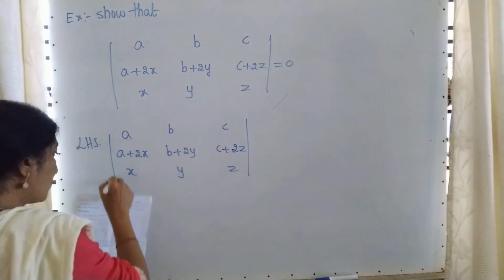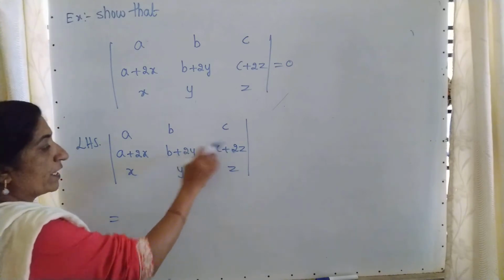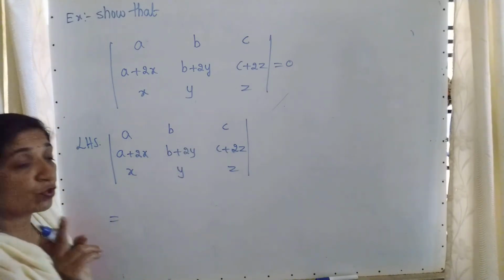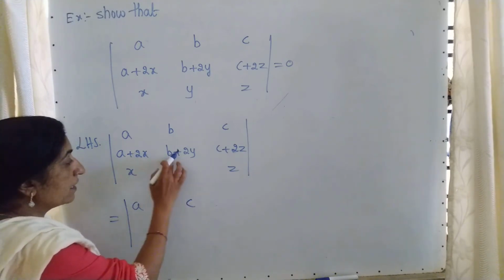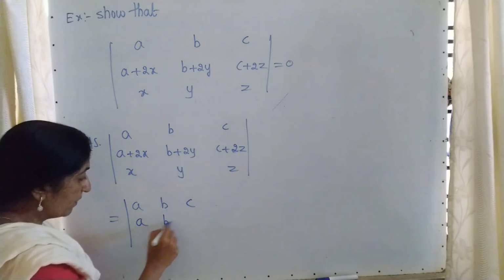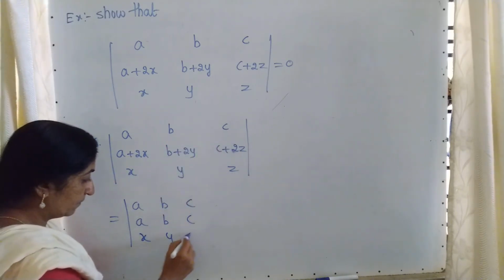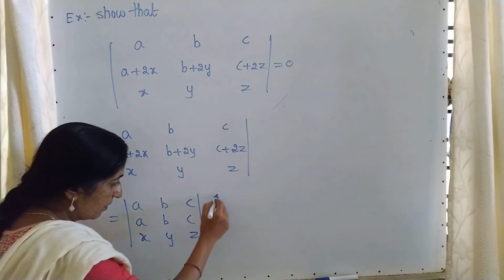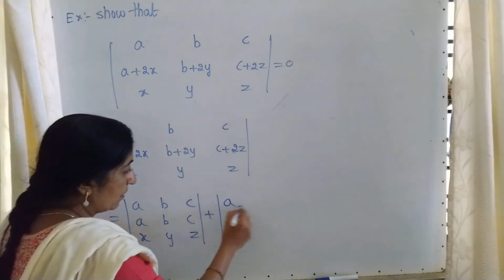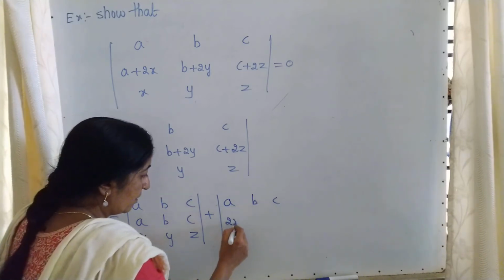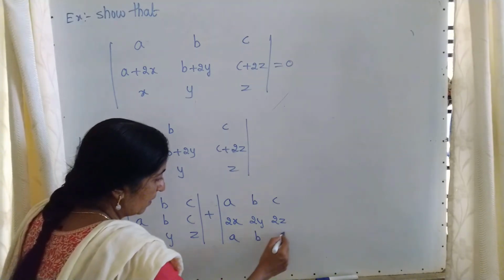And just now we proved one property. Now here, in the second row each element is a sum of two terms. So that's why we write the first row as it is. In the second row it is A, B, C. First elements in each expression we have to write first. Then the middle plus. Which one you are splitting, only that will change. The other two rows stay as they are. This is A, B, C. This is 2x, 2y, 2z, A, B, C.